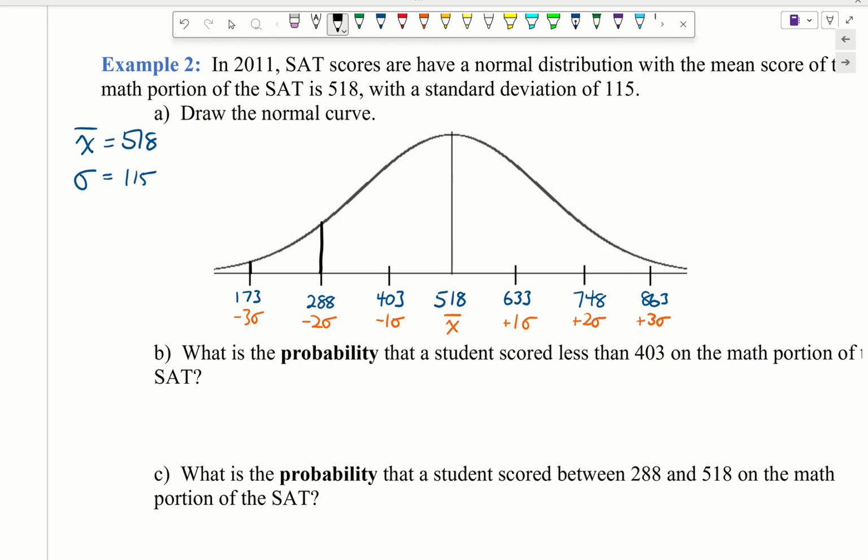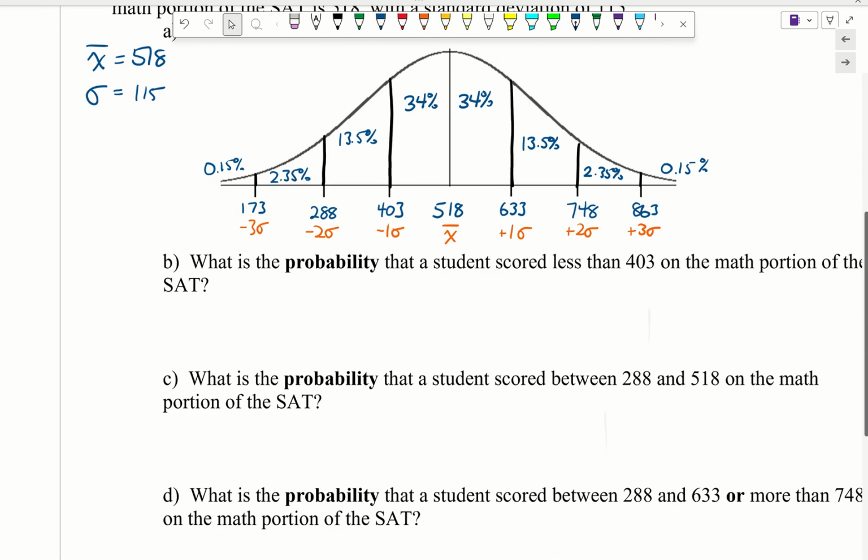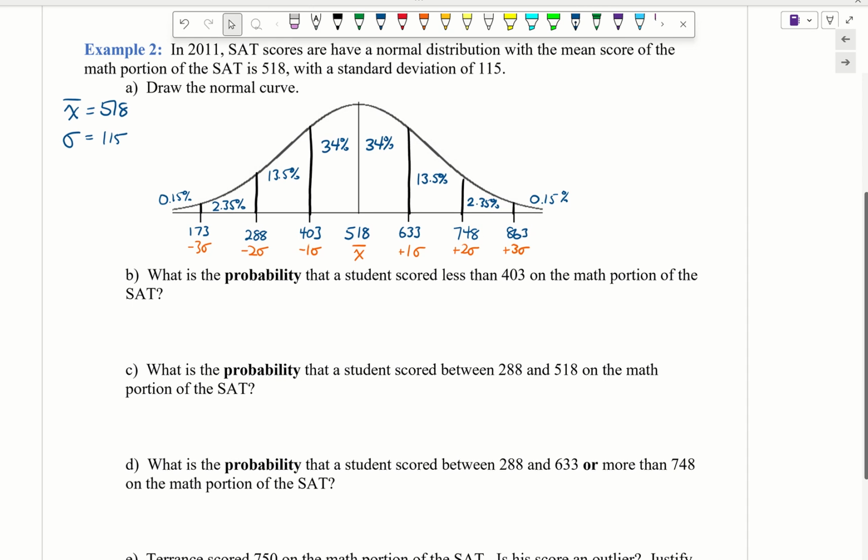All right, the next thing we're going to do is separate our normal curve into sections and identify the percentages. We've got 34%, 13.5%, 2.35%, and then 0.15%. And again, it's mirrored on the other side: 34%, 13.5, 2.35, and 0.15. Now our questions are going to be worded slightly differently, but in reality, we're not really going to be doing anything different.